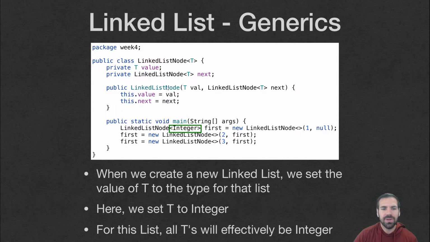So we're specifying that T is integer for this object, and effectively all these T's will be integer. This constructor takes an integer and a linked list node of integer. The instance variables are integer and linked list node of integer. Everywhere where you see T, it's effectively integer for this specific linked list node object. It does not literally go to the code and change T to integer.